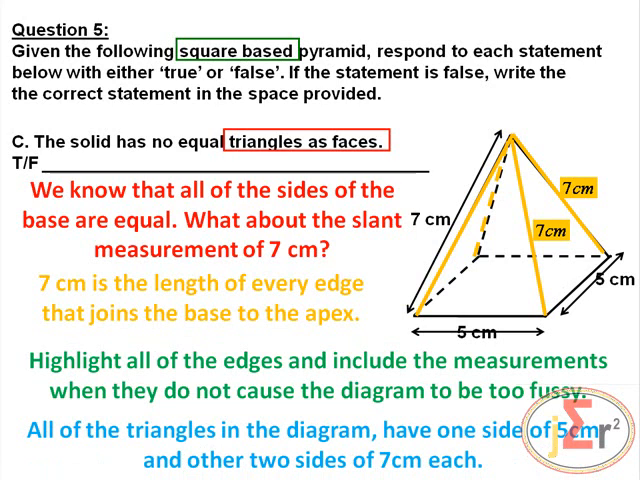All of the triangles in the diagram have one side of 5 centimeters and the other two sides of 7 centimeters each. Each triangle is formed by the base and two of the edges, so we know that 5 centimeters is the length of one side of the triangle, and that the other two sides will be 7 centimeters each.